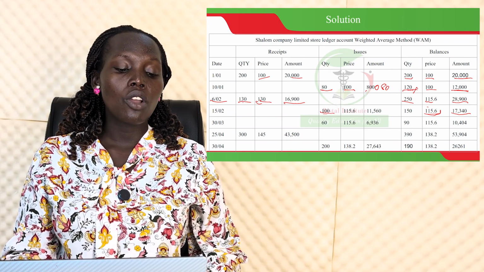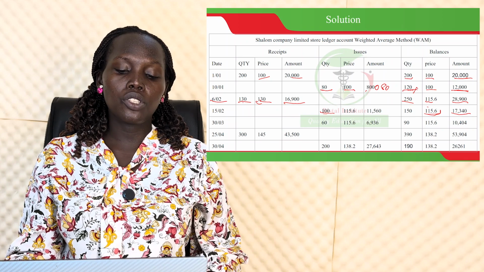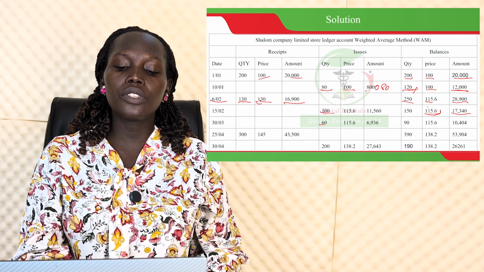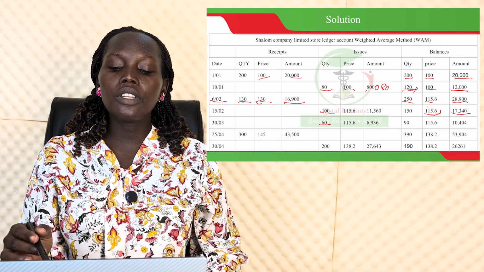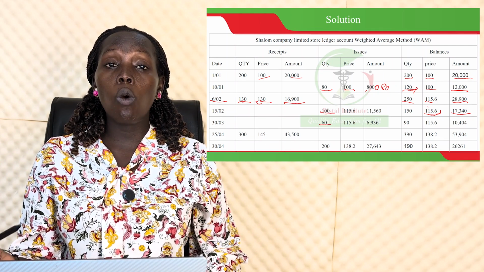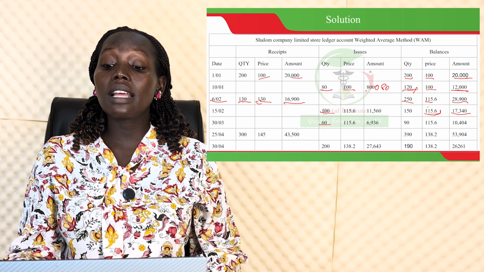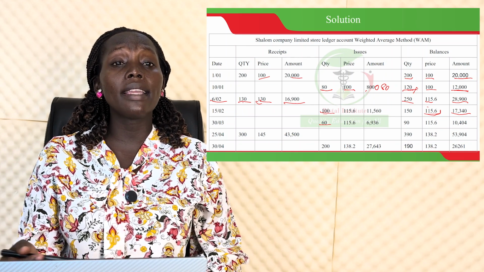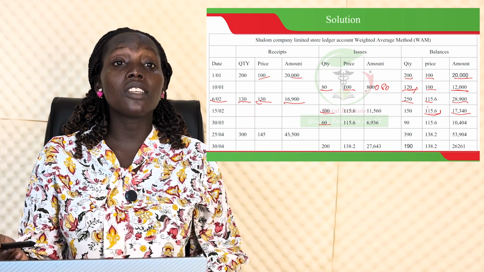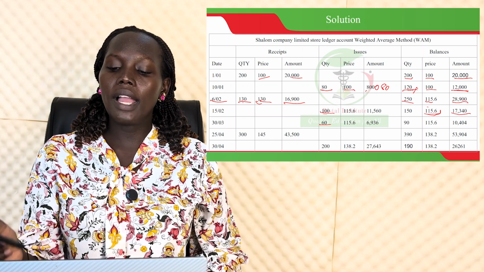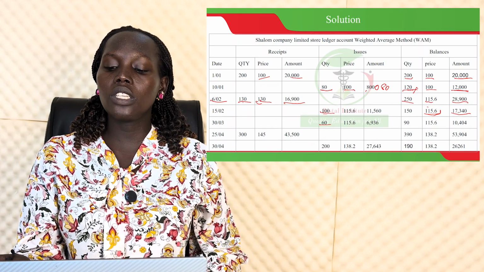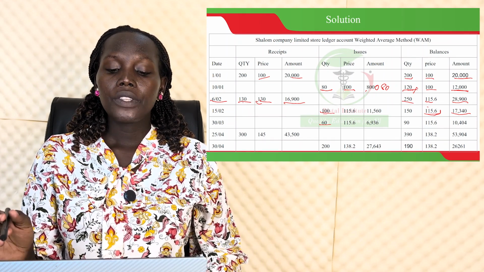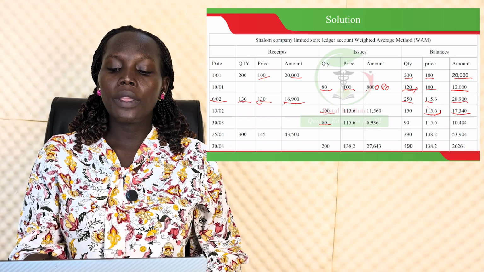They are telling us that on 30th of March, we issued out more 60 units. So what is our ruling price? It means that we have not bought new. Remember, this ruling price applies when there is a new purchase. When there is a new purchase, then you come up with the ruling price. So we are still using our old ruling price, which is 115.6.